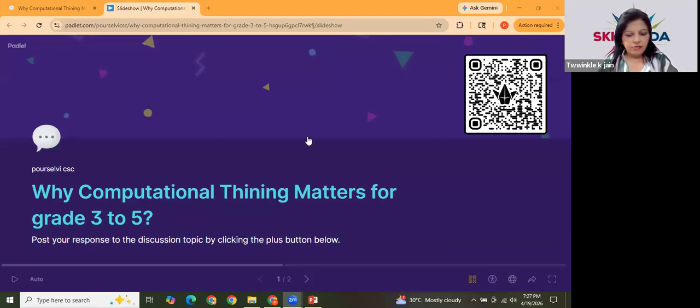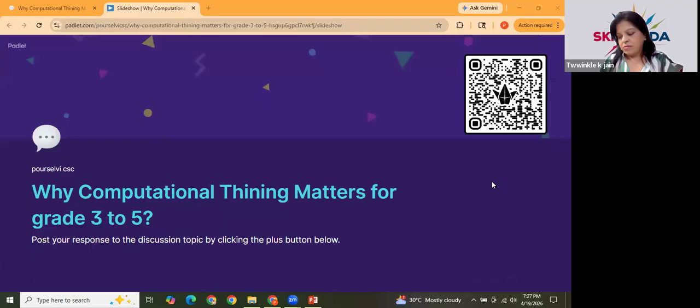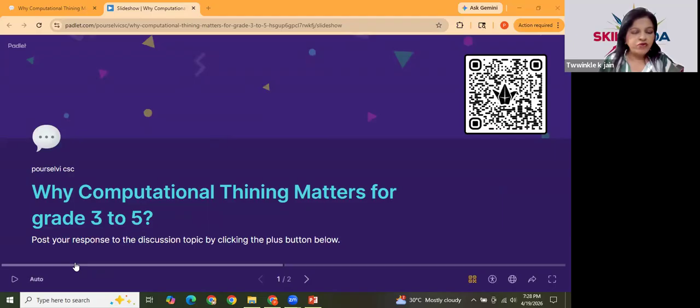Everyone, are you getting the option to post? Can somebody unmute and tell me, those who got it? Ma'am, we are not able to do it. There is no post option. There's no plus button below for us to add a discussion.